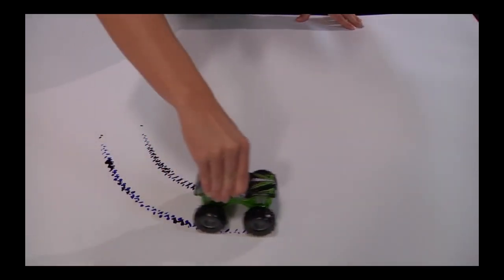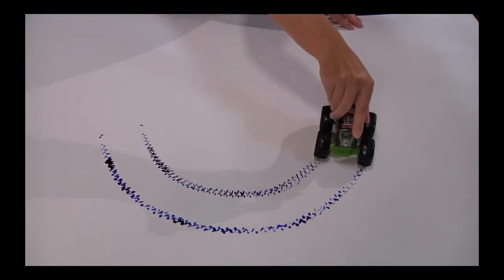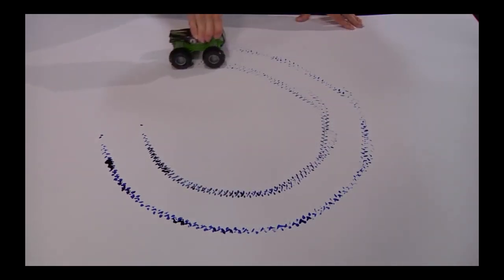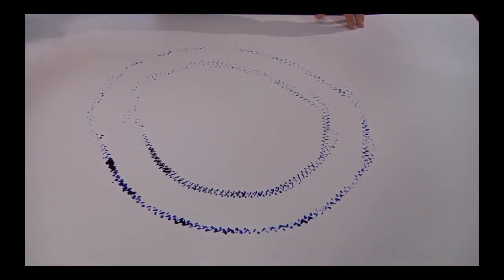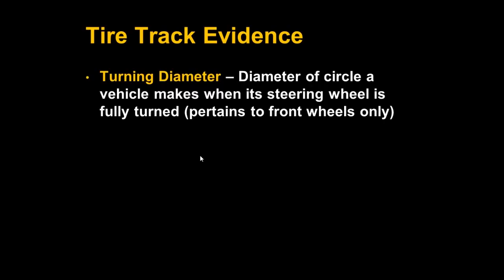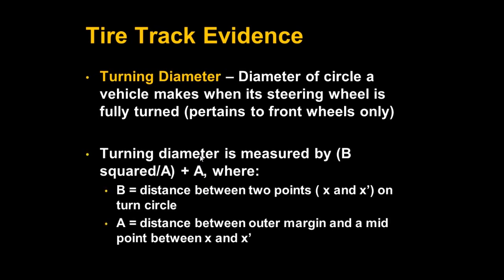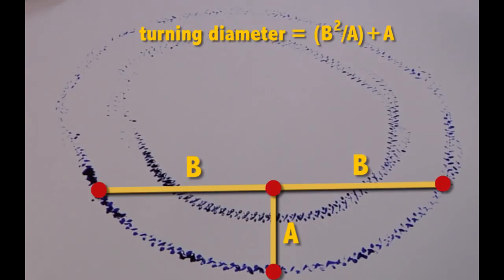If you have a circular tire track pattern, you can determine the vehicle's turning diameter. This is the diameter of the circle that the vehicle makes when the steering wheel is fully turned. The turning diameter can be calculated using the equation b squared divided by a, plus a, where b is the distance between 2 points on the turn circle, and a is the distance between the outer margin of the circle and a midpoint between those 2 points on the circle.